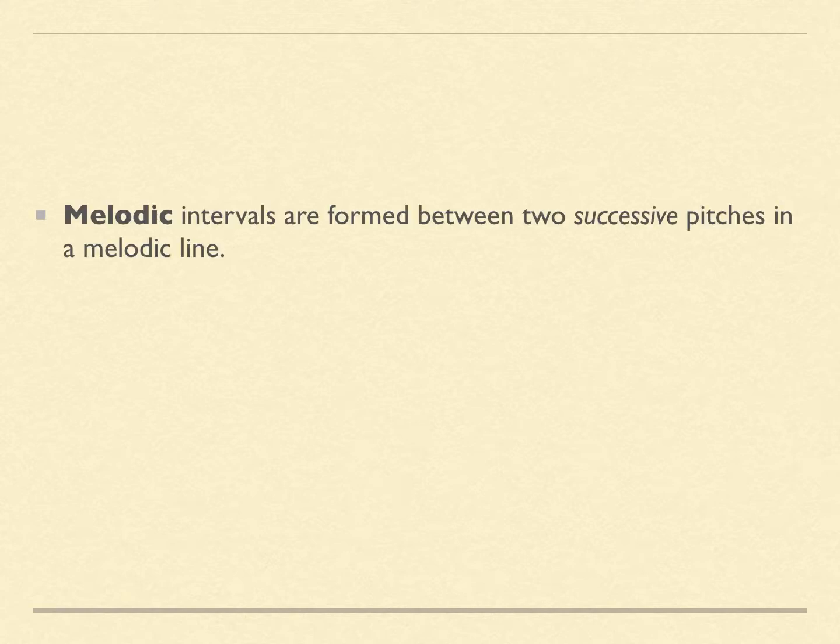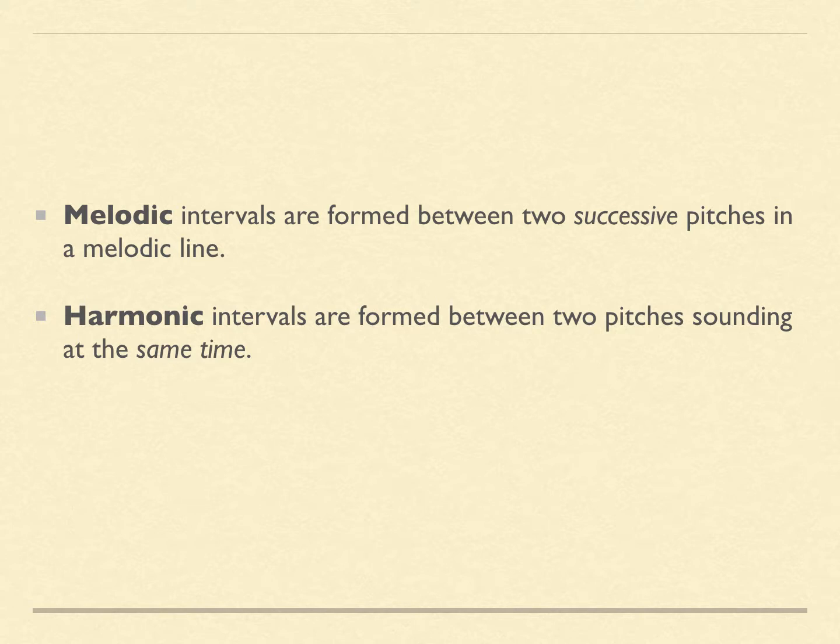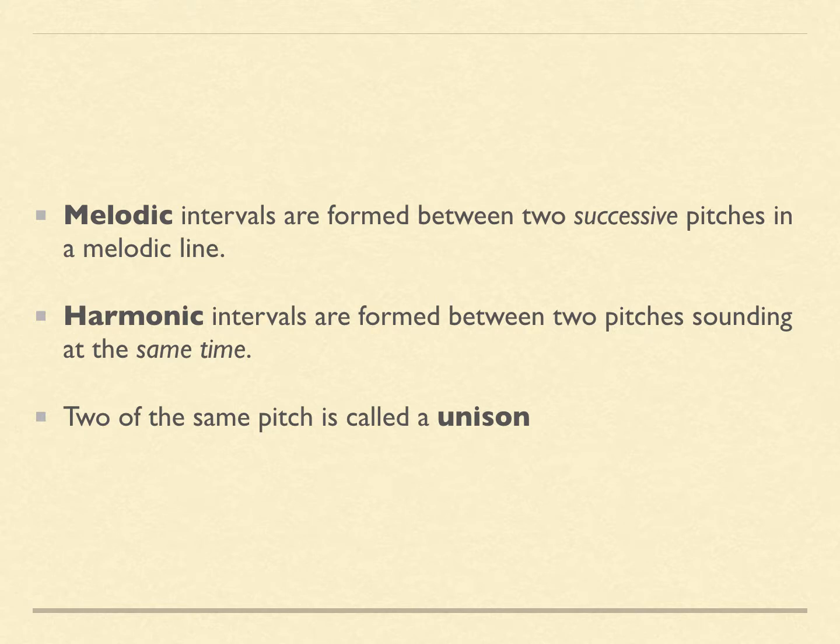Intervals can be melodic or harmonic. If they're melodic, then we're talking about pitches that occur one after the other in succession. And harmonic, of course, will be if they sound at the same time. If two pitches are exactly the same, then we call it a unison. It's not really melodic or harmonic per se, but I guess you could have a harmonic unison, but there wouldn't be any real way of knowing if it was played on the same instrument.